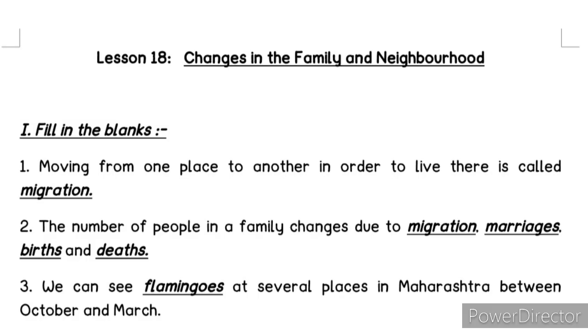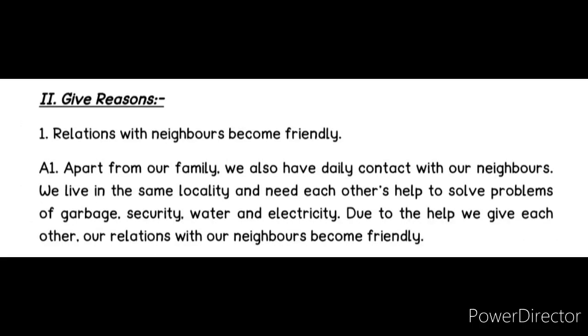Fill in the blanks. Moving from one place to another in order to live there is called migration. The number of people in a family changes due to migration, marriages, births, and deaths. We can see flamingos at several places in Maharashtra between October and March. Give reason. Relations with neighbors become friendly.